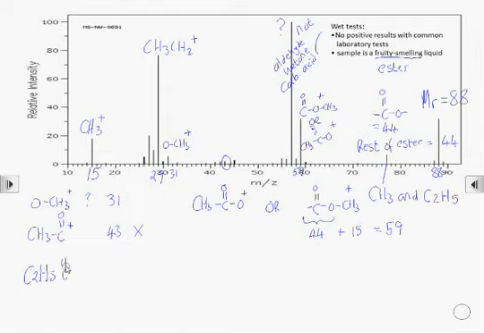C2H5CO. That fragment ion would have a mass of 29 plus 12 plus 16, which is 57. So it looks like we've found the large peak. And that's also given us the information we need to decide which way round the methyl and the ethyl group are on our ester. So we can assign our ester as CH3CH2COOCH3, or methyl propanoate.